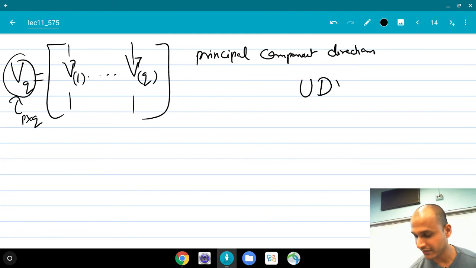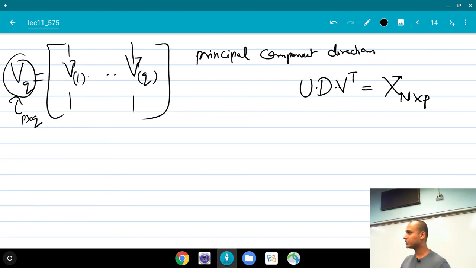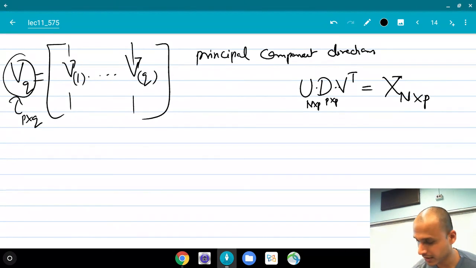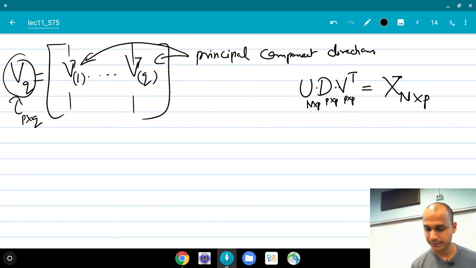Also, I forgot to put it on a previous slide, but U, D, V transpose, if you just multiply the matrices, is equal to X, n cross P. That's why it's called decomposition. It's giving a single matrix as a product of 3 matrices. So there's n cross P, P cross P, and P cross P. V itself is P cross P. These are called principal component directions. These are vectors in the same space as your data points. Your data points are p dimensional. This is also p dimensional. These are vectors.